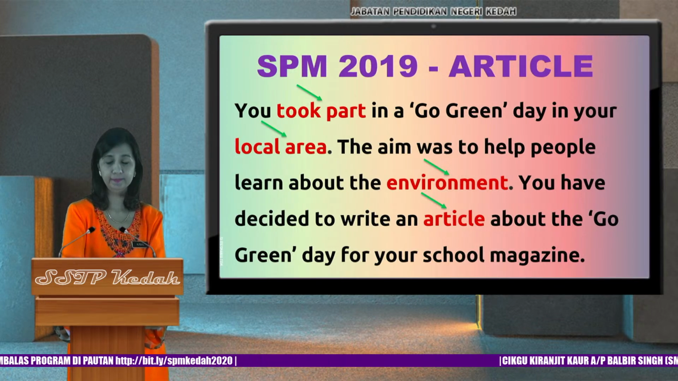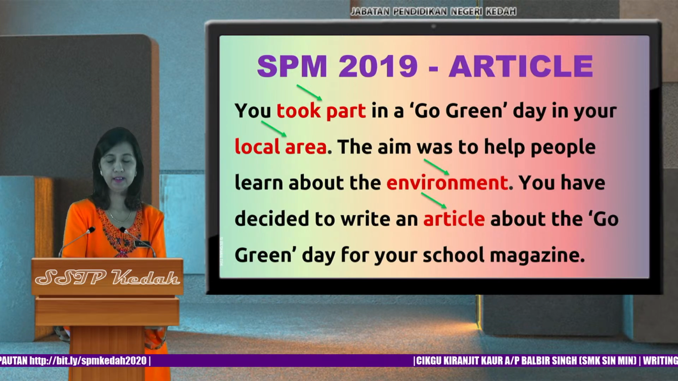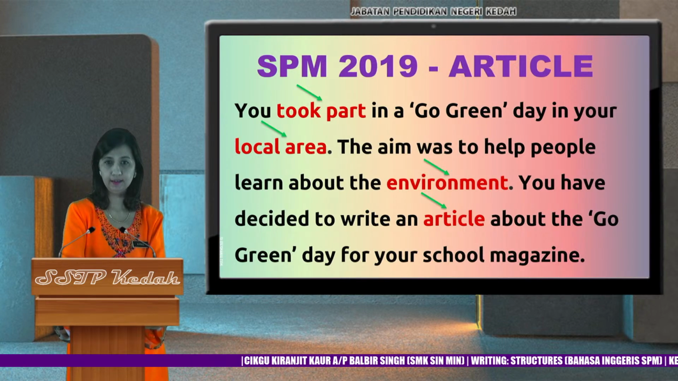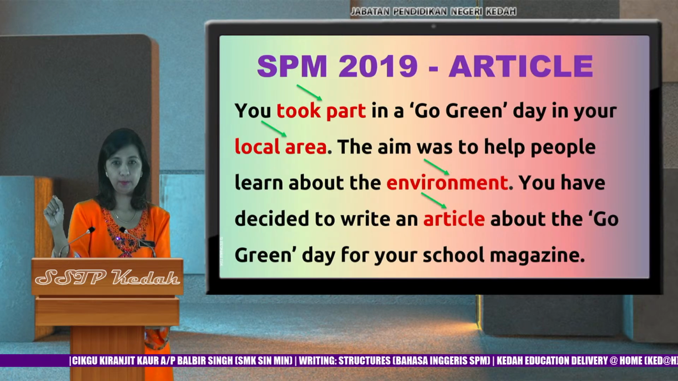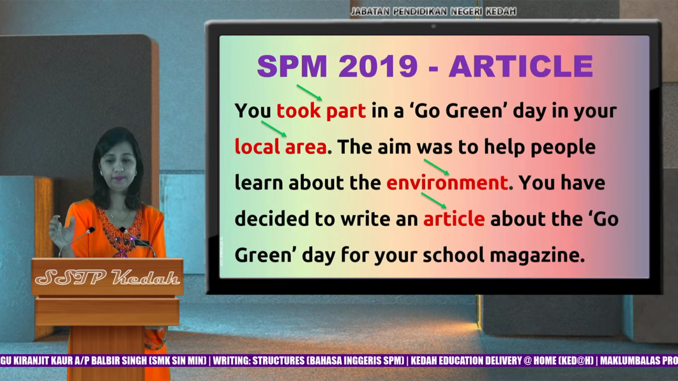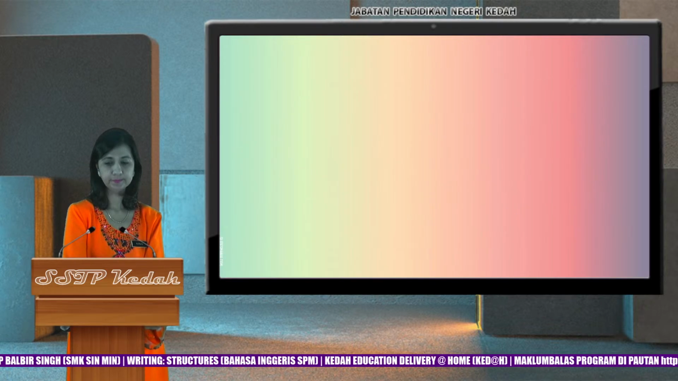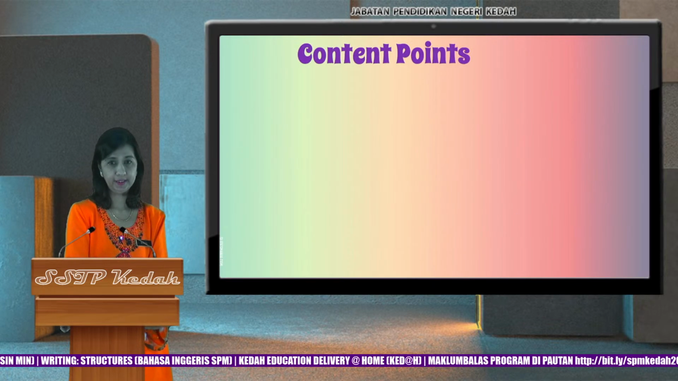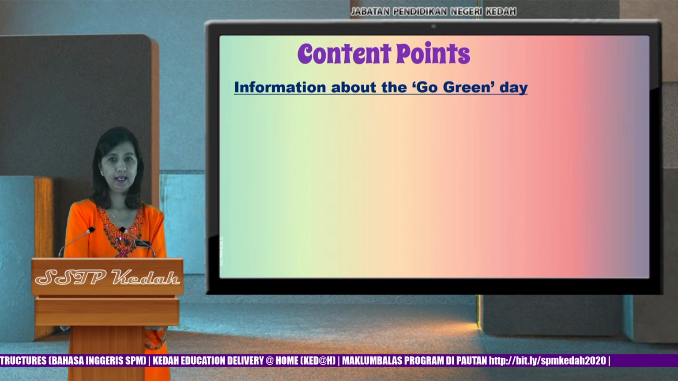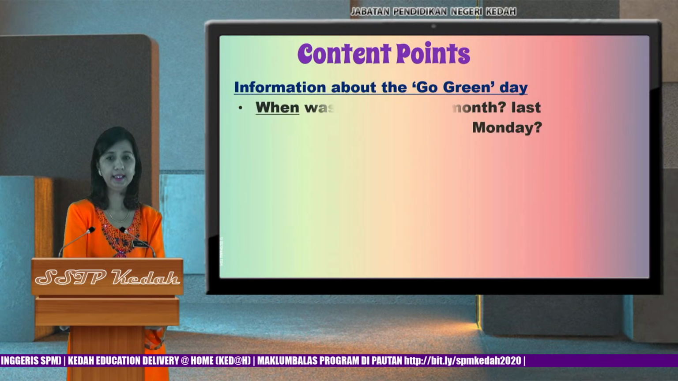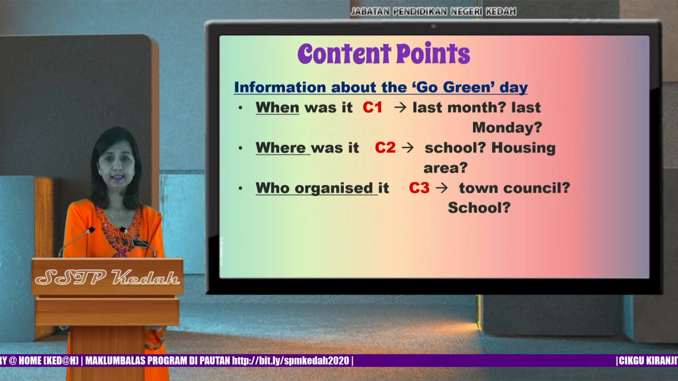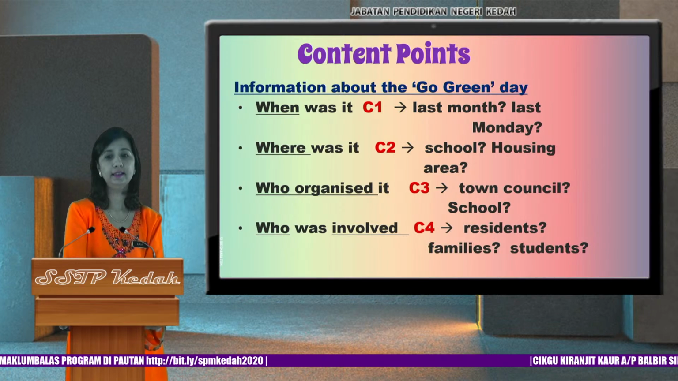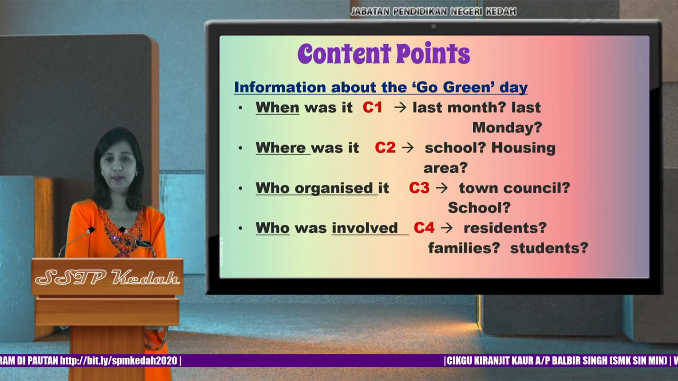So don't worry. The minute you get the question paper, immediately look at the type of question that will be tested and write at the side. Article, what are the formats? What's the format for the article? Now we're going to go to the content points. Content points are information about the Go Green Day. You have when was it, where was it, who organized it, and who was involved. So you have 4 content points here.